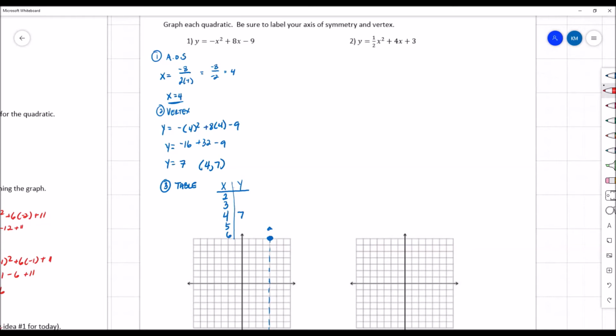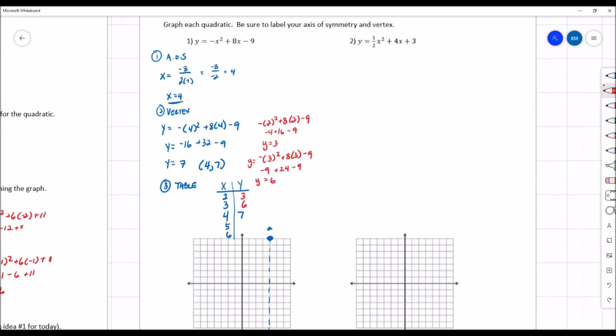I'm going to plug 2 into my function. So negative 2 squared plus 8 times 2 minus 9. That gives me negative 4 plus 16 minus 9, so that gives me 3. When x is 2, y is 3. We're going to do the same thing with 3. Negative 3 squared plus 8 times 3 minus 9 gives me negative 9 plus 24 minus 9. So that gives me 6.